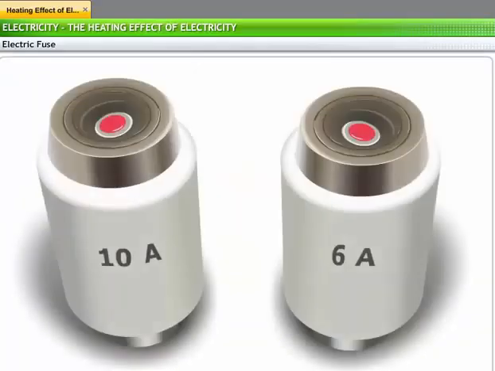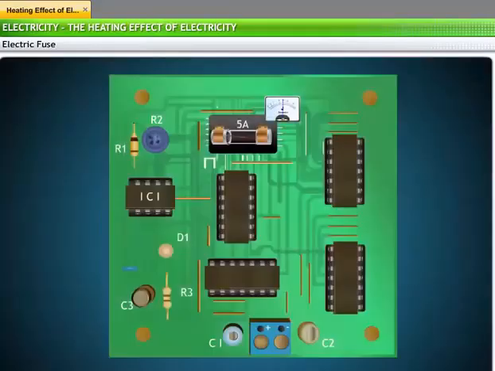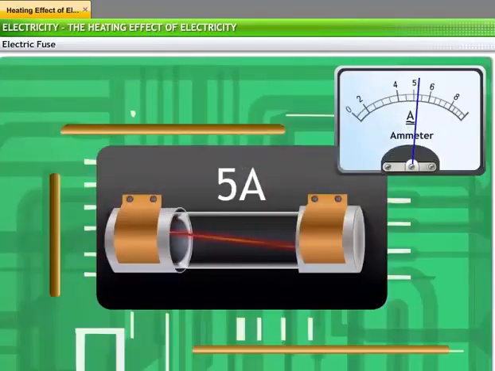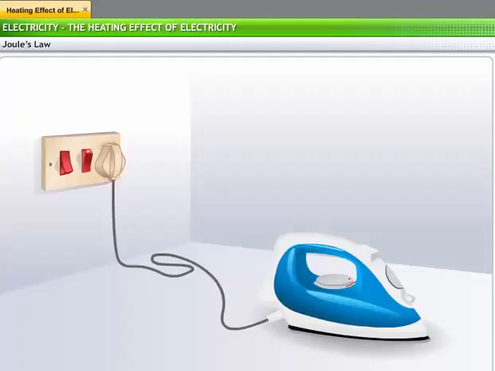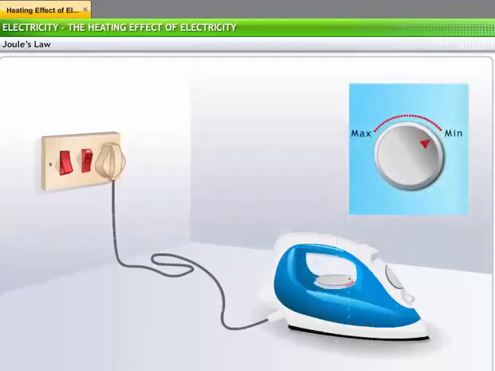Electric fuses are rated according to the current that they can withstand. For example, a fuse rated 5 ampere can withstand current flow to the maximum of 5 ampere. If the current flowing through that circuit exceeds 5 ampere, the fuse wire melts from the heat, cutting off the power supply through that circuit. We can monitor and control the heat generated by electric current by regulating the current supplied to an appliance.